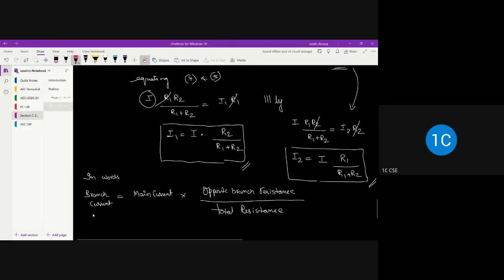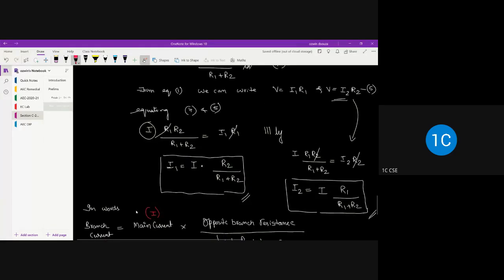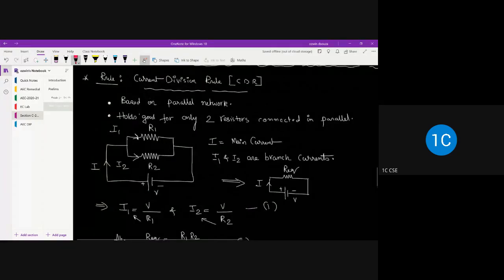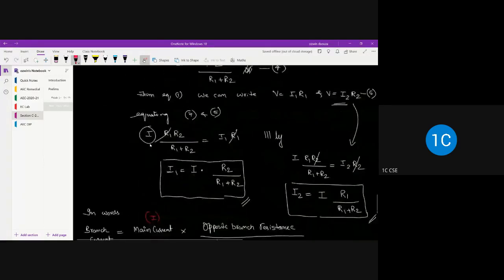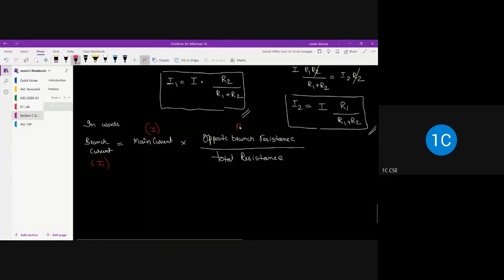So, for example, branch current I1 is equal to main current. What is the main current? Main current is I, into opposite branch resistance. For I1, what is the opposite branch resistance? It is R2. So opposite branch resistance is R2 and total resistance is R1 plus R2. This is how you can apply the branch current formula.